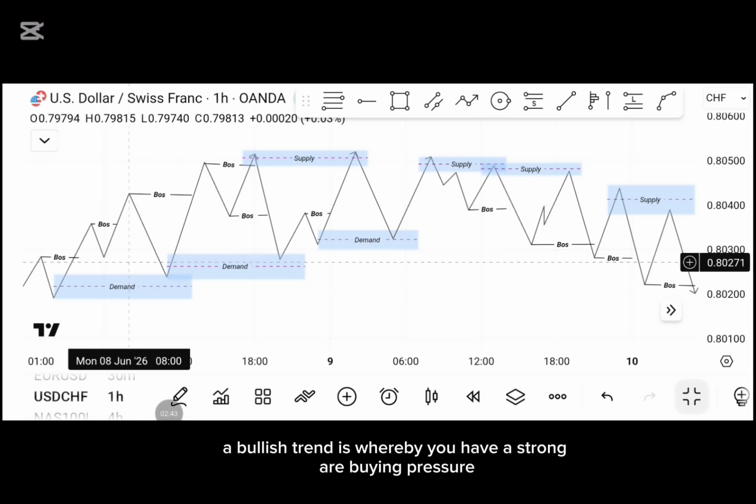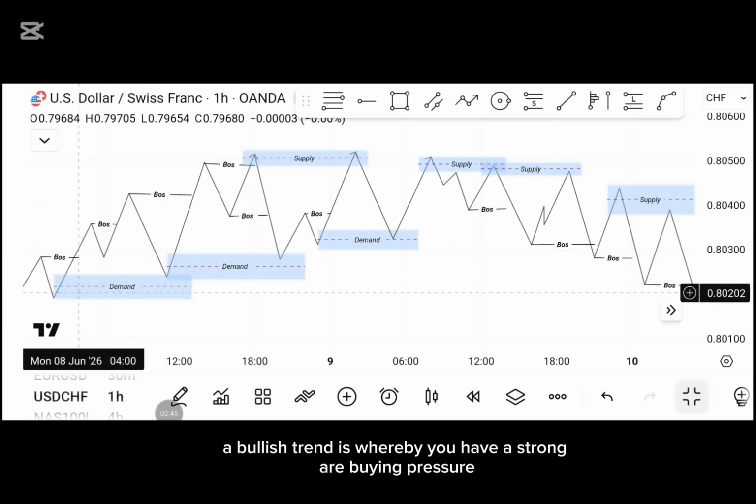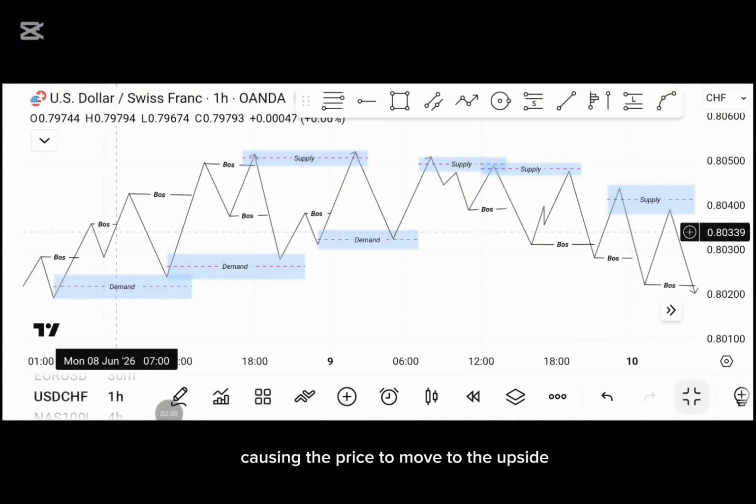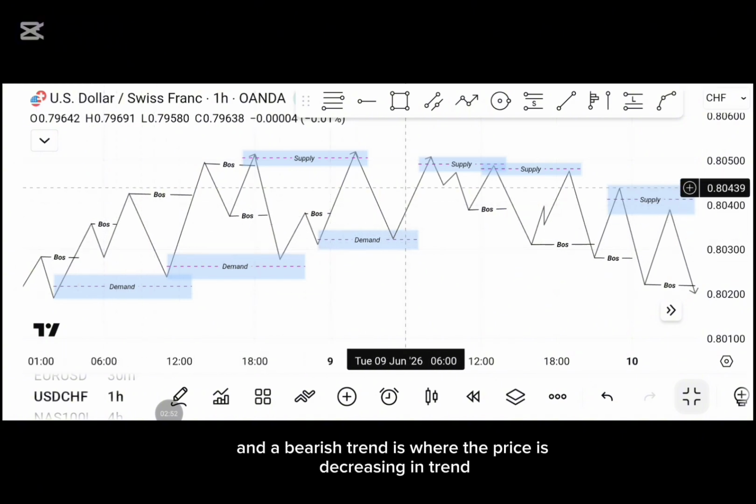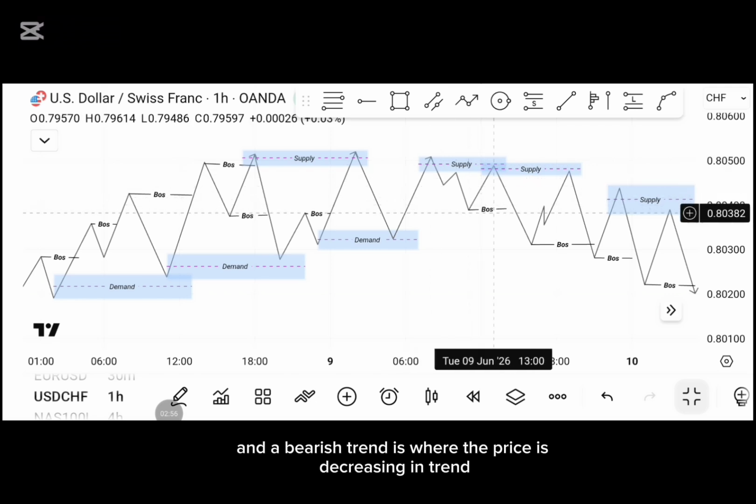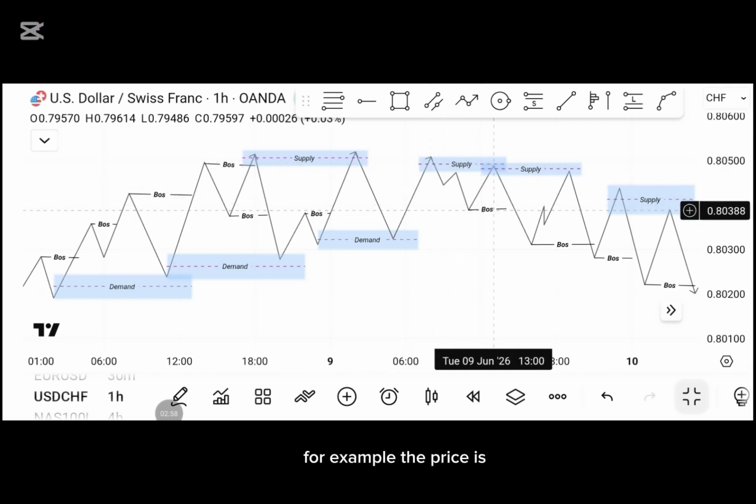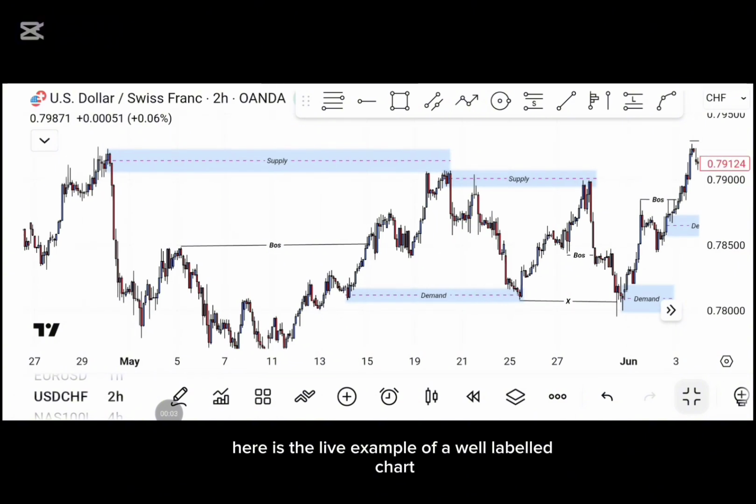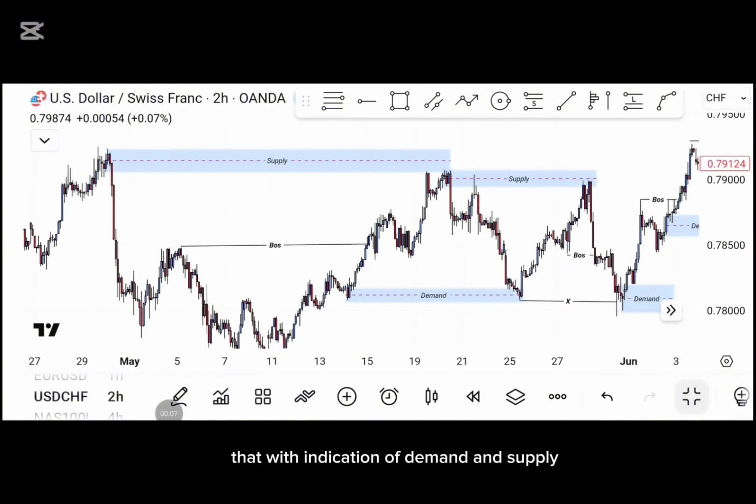A bullish trend is whereby you have a strong buying pressure causing the price to move to the upside. And a bearish trend is where the price is decreasing in trend. Here is the live example of a well-labeled chart with indication of demand and supply.